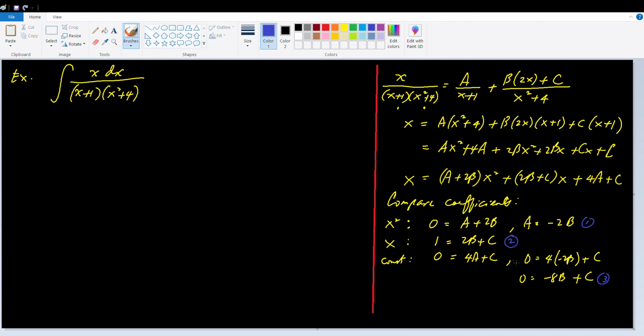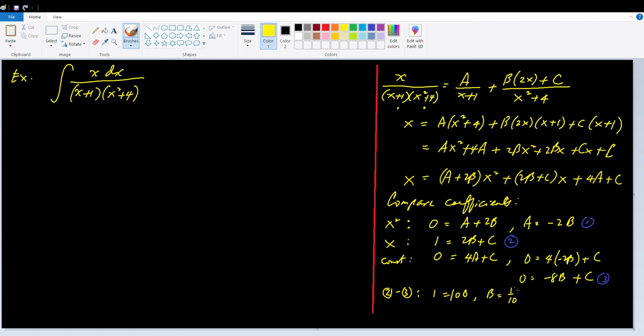Alright? We can subtract 3 from 2. So 2 minus 3. 1 minus 0 is 1. 2b minus negative 8b is 10b. C minus c is 0. So b is 1 over 10. Okay? Let us rewrite it clearly. That will be equal to 10b.